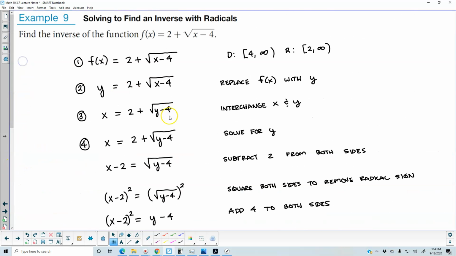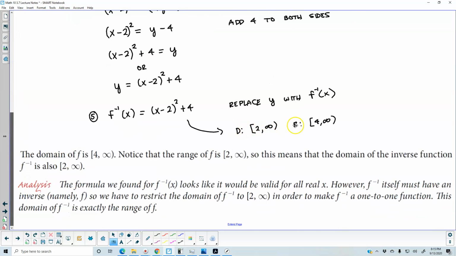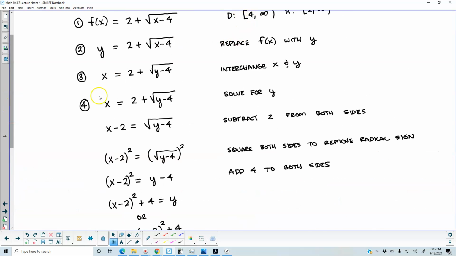Okay, so we've determined the inverse of this function, and we saw that the domain and the range flip for the inverse as opposed to the original function.